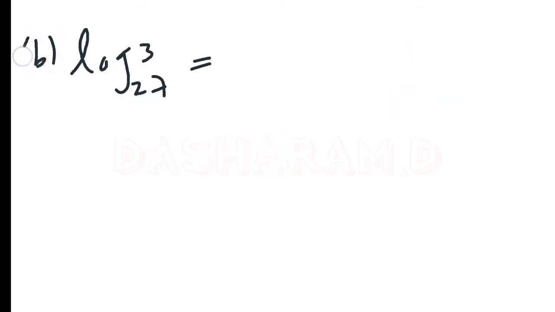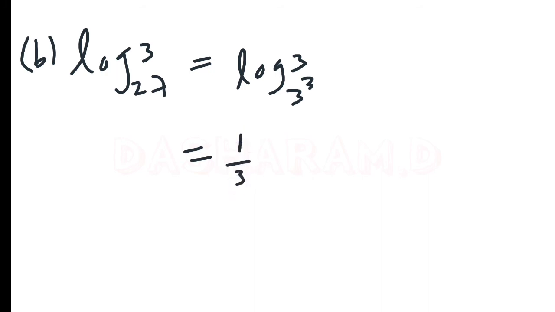Next, the B question, log 3 base 27. 27 can be written as 3 cube. Here the power, that means the index, is for the base. So when the index is on the base, 1 by 3 comes. So log 3 base 3.